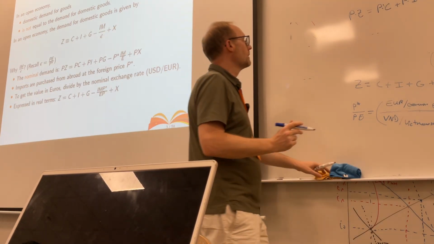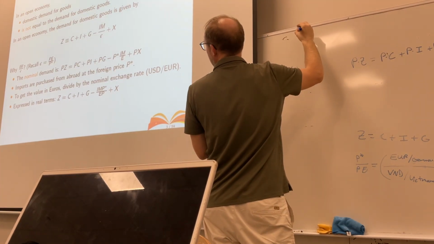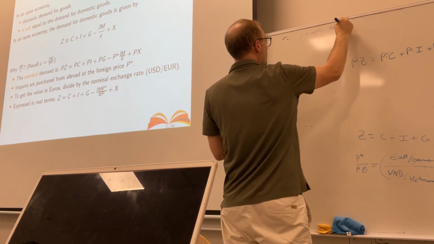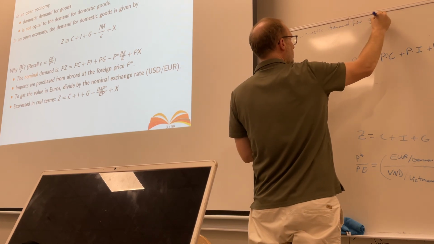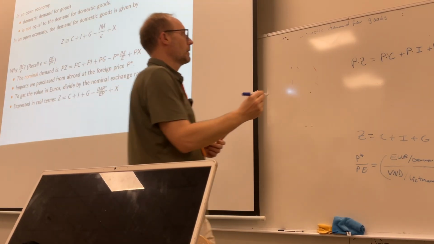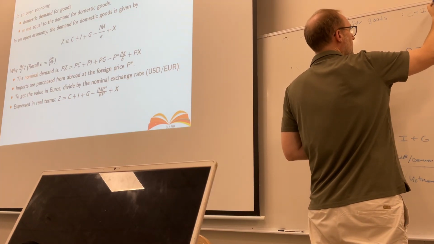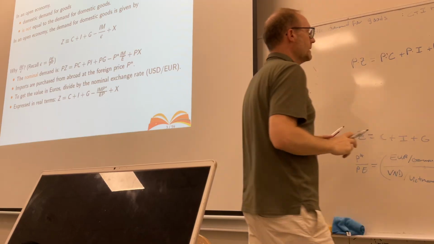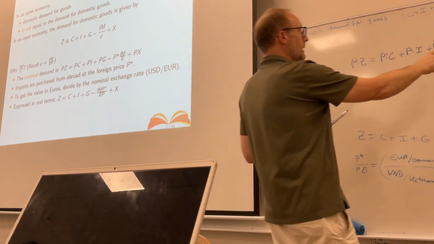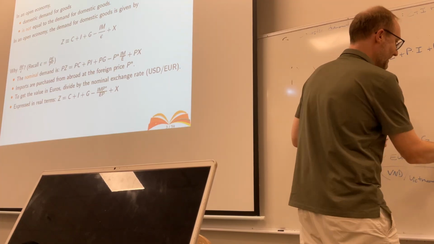Alright, maybe just write this down. Domestic demand for goods, VND, would be our consumption plus our investment plus government expenditures. Oh, this is what you mean. Sorry, I was being slow.